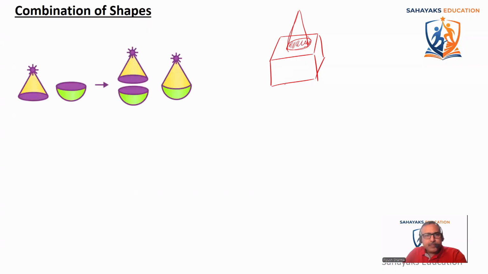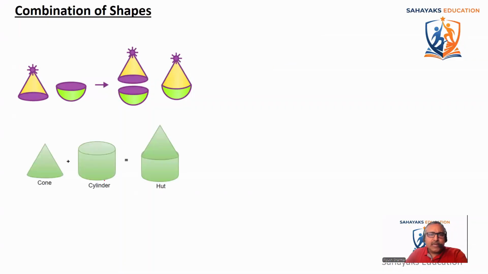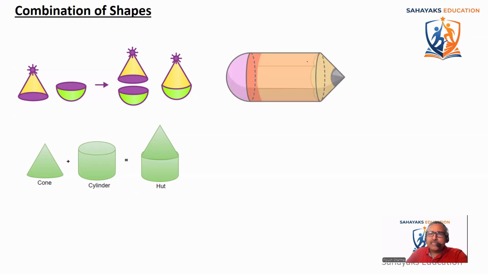Combination of shapes. So you can see it could be a hemisphere and a cone, joined together to make some kind of toy, or it could be a cylinder and a cone, joined to make a hut. Okay, it could be a pencil kind of a thing. So this is a hemisphere, then this is a cylinder, and this part is a cone. So basically three things they have joined together.